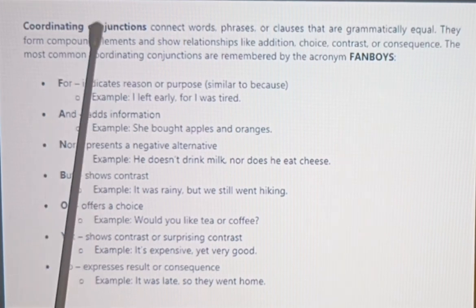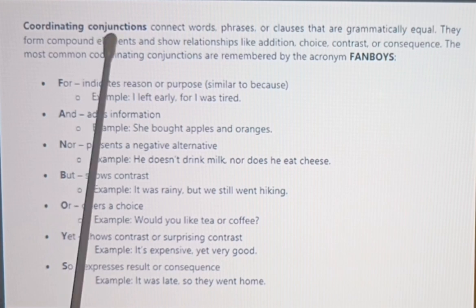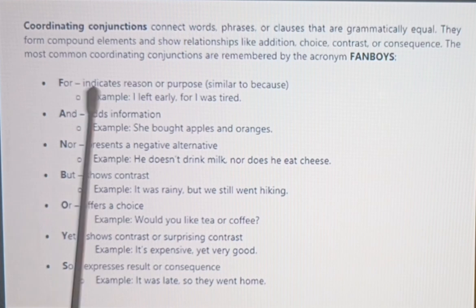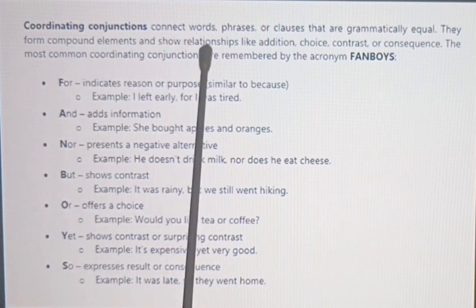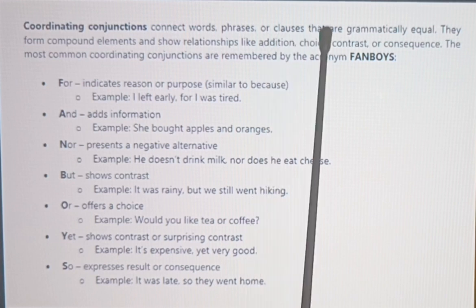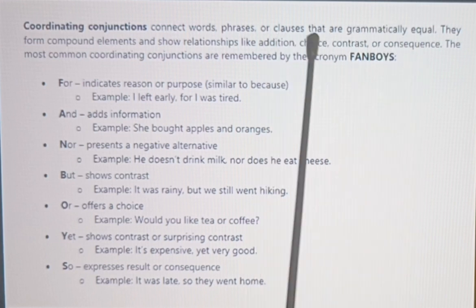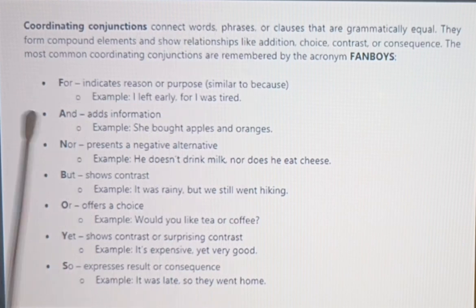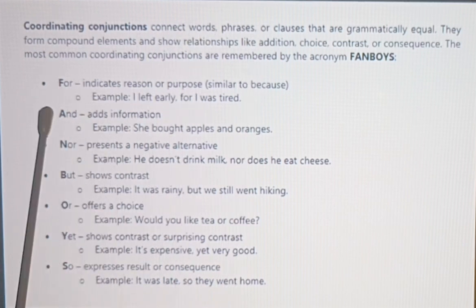If you remember, when I talked about conjunctions, I told you that they fall into two categories: subordinating conjunctions and coordinating conjunctions. Subordinating conjunctions are devices we use to connect dependent and independent clauses. But here we are talking about what? Grammatically equal or independent clauses. Or, well, sometimes we connect words and phrases. Anyway, let me give you an example for each one of them.